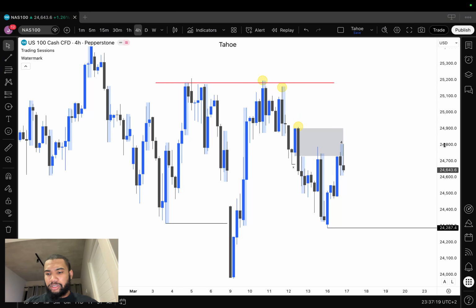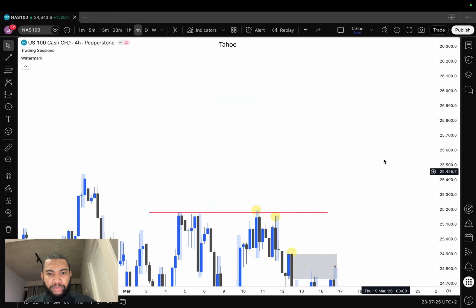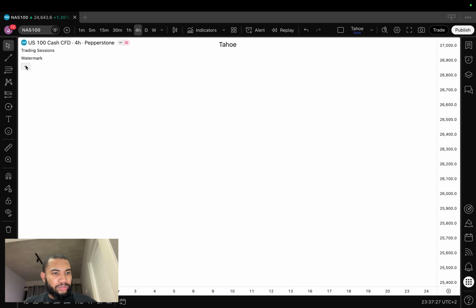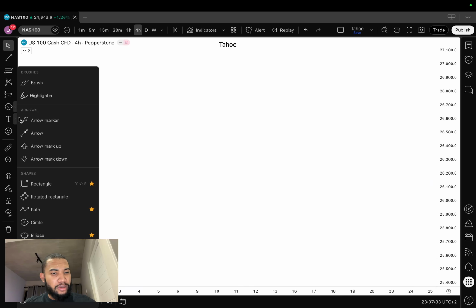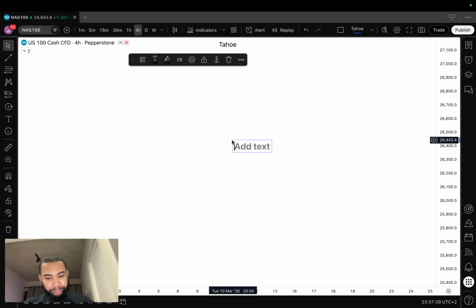Alright, so NAS100 market structure breakdown. Okay, so before we commence, just so you understand the framework I use when it comes to these markets. First things first, what I first do is determine what kind of market type we are in.